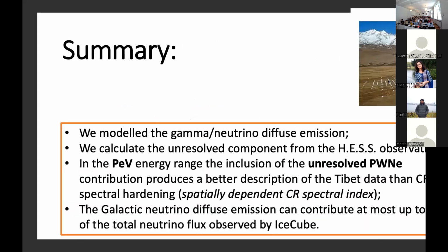This brings me to my summary. We modeled the galactic neutrino diffuse emission and calculated the unresolved component from the observation. We noticed that in the PeV energy range, the unresolved source hypothesis seems to better explain the Tibet data with respect to the hardening one. We also give this estimate of the galactic neutrino diffuse emission, which can contribute at most up to 10% of the total neutrino flux observed by IceCube. And this is the conclusion. If you have questions, thank you for the attention.